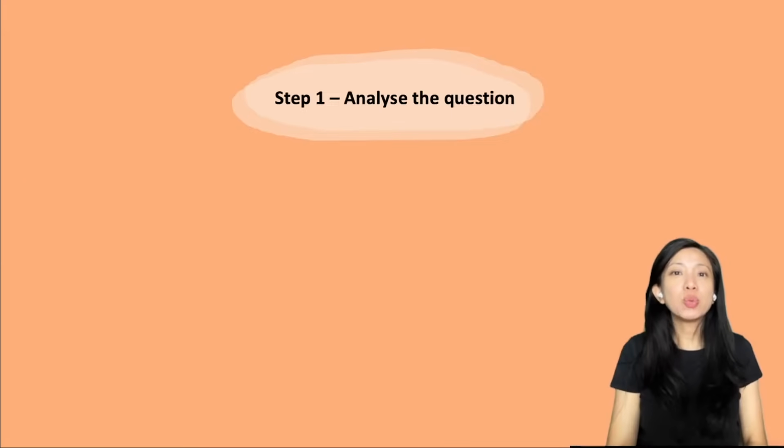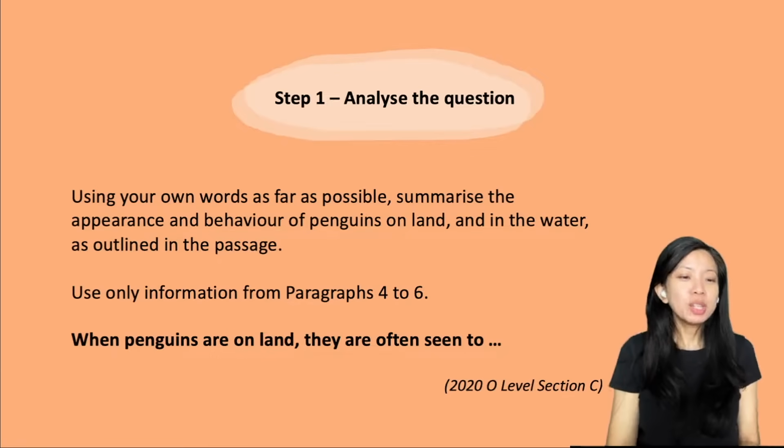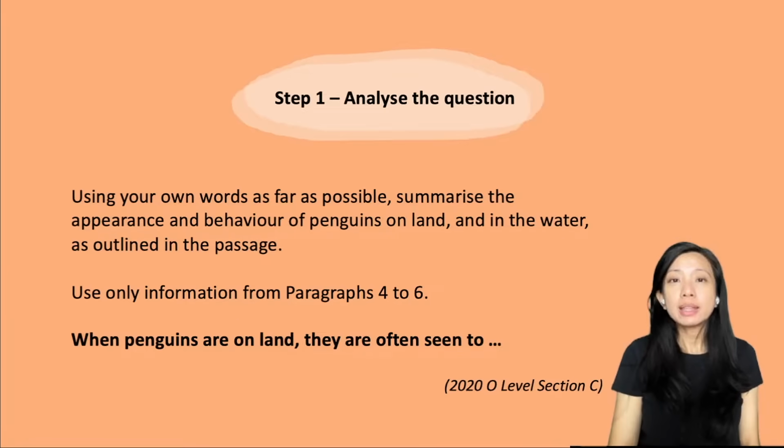So the first step is to analyze the question. This is a very important step because we need to know what the question is asking for. So take a look at this example. Using your own words as far as possible, summarize the appearance and behavior of penguins on land and in the water as outlined in the passage. Use only information from paragraphs 4 to 6. And the helping words given are, when penguins are on land, they are often seen to... This is taken from the 2020 O-Level exam paper.